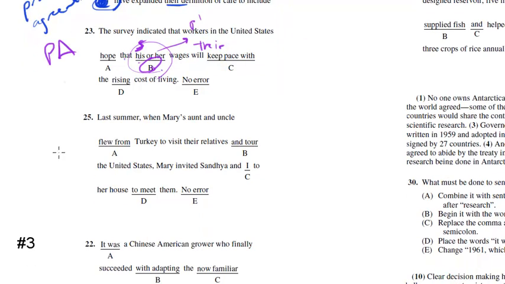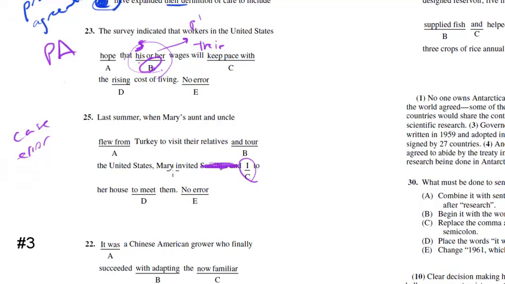Let's look at 25. Last summer, when Mary's aunt and uncle flew from Turkey to visit the relatives and tour the United States, Mary invited Zendaya and I to her house to meet them. Now, we have a pronoun here, I. This is an example of a case error. Should it be Zendaya and I or Zendaya and me? The best way to do these questions is just to cross out everything but the pronoun you're interested in, and then see how it sounds, and that will tell you.